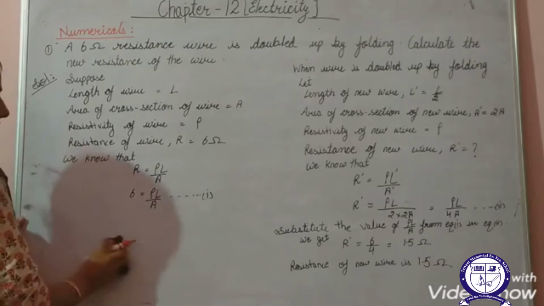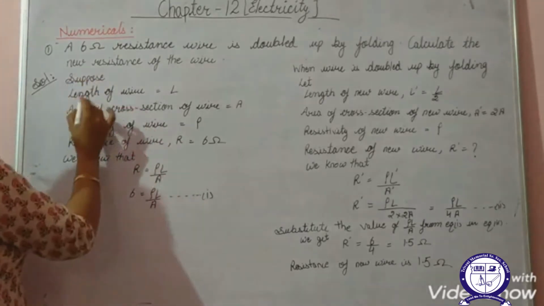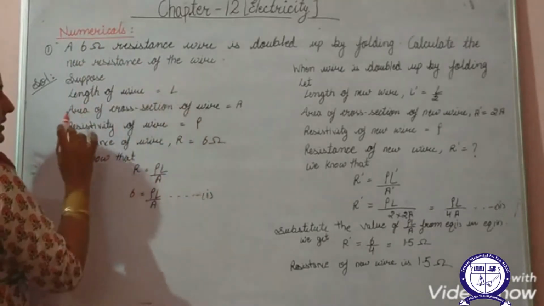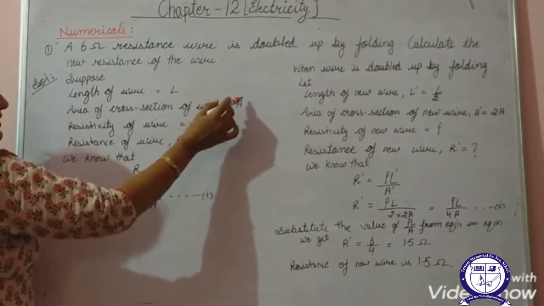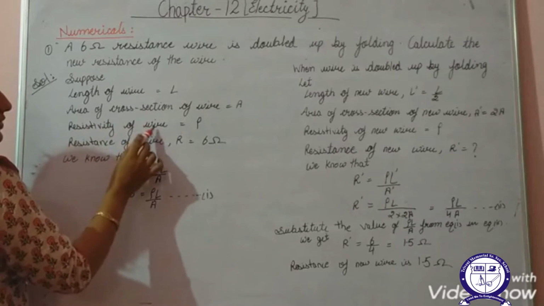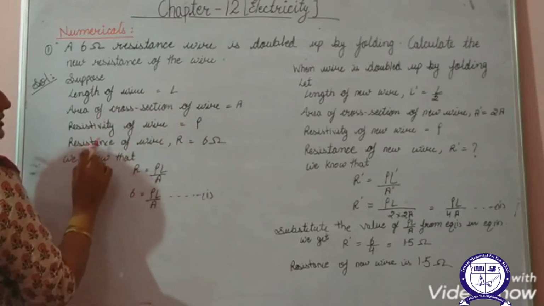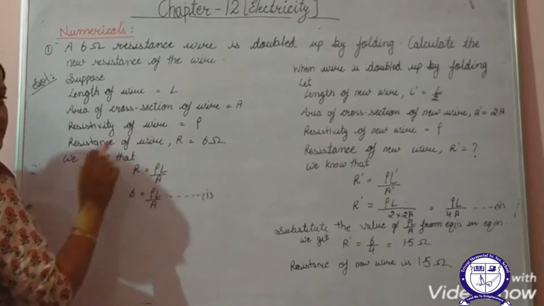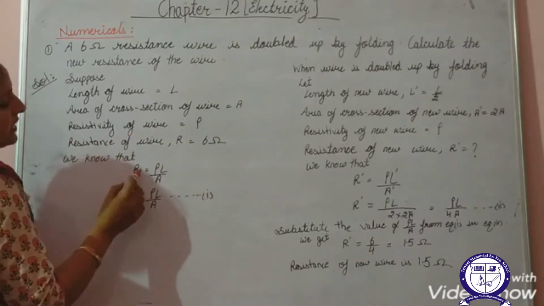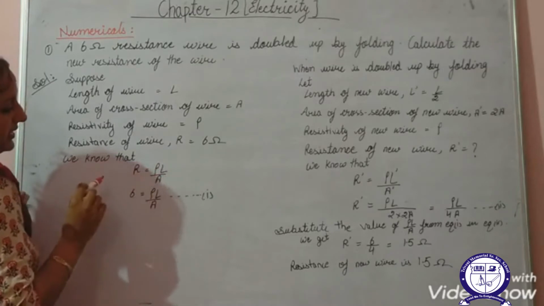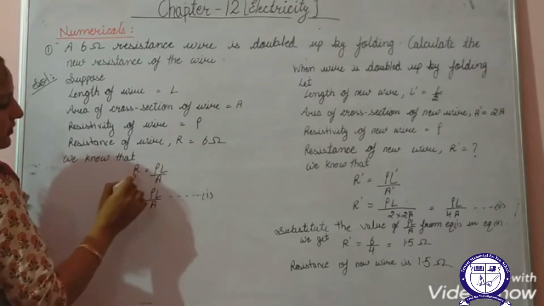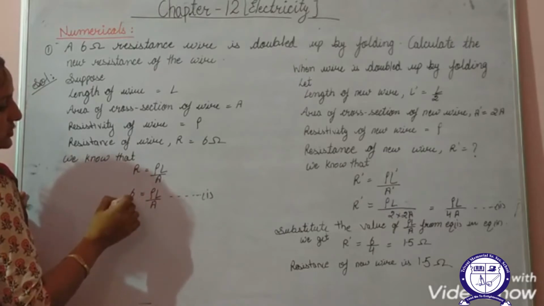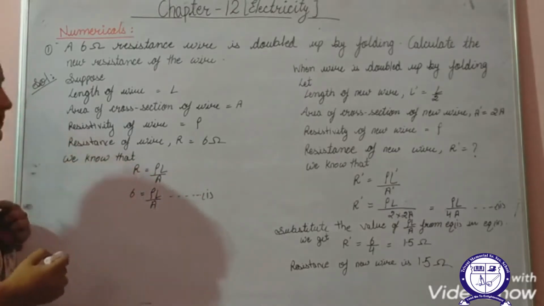Now, let's suppose that the length of the original wire having resistance 6 ohm is L. The area of cross section of the wire is A. The resistivity of the wire is rho. Now the resistance of the wire, we suppose it to be R. It is given as 6 ohm. Now we know that R is equal to rho L by A. So we'll substitute the value of R here. So what you'll get is rho L by A is equal to 6. This is our first equation.